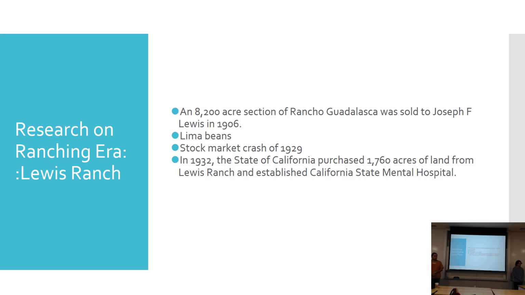Okay, so Lewis Ranch was an 8,200 acre section of Rancho Guadalasca that was sold to Joseph F. Lewis. They used this farm and ranch for lima beans, alfalfa, and hay. Due to the stock market crash of 1929, the family lost most of their farm and had to sell it very cheaply to the state so that they could build the hospital.